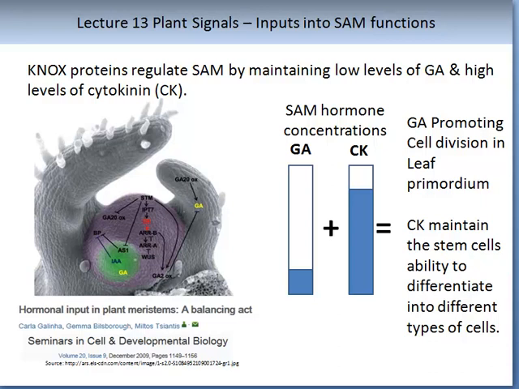In the figure on the screen, the different colours on the shoot apical meristem illustrate different levels of components. For example, the yellow GA indicates low levels of gibberellin, while the red CK in the centre shows high levels of cytokinin. The green colours show the emerging leaf primordia, which was restricted by GA. And this is where cell differentiation occurs.